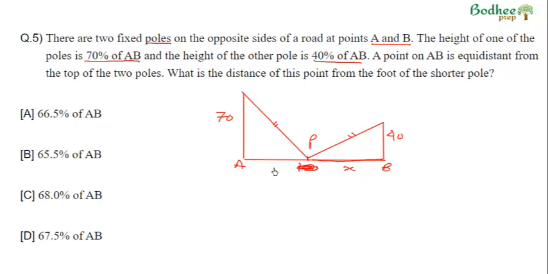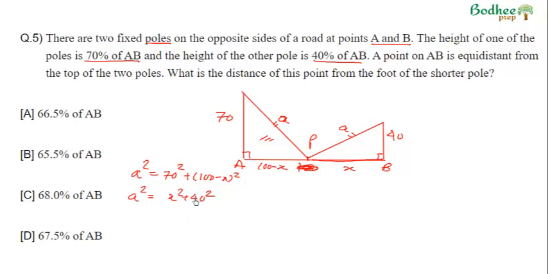So clearly this length would be what? 100 minus X, right? These two lengths are same, so let me assume it to be say some value A. We have two variables and we have two right angle triangles, as you can see. We can apply Pythagoras theorem in each of these right angle triangles so that we can get an equation of two variables. So taking this triangle, we'll have A square equal to 70 square plus (100 minus X) whole square. Similarly, in this one, we'll get A square equal to X square plus 40 square.